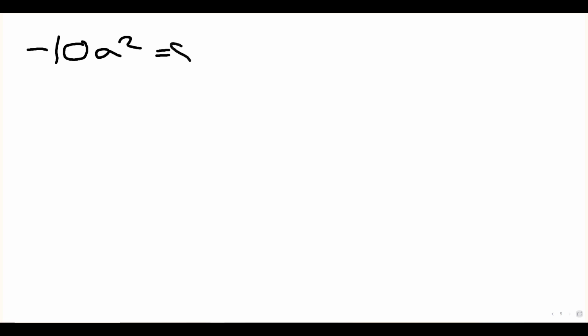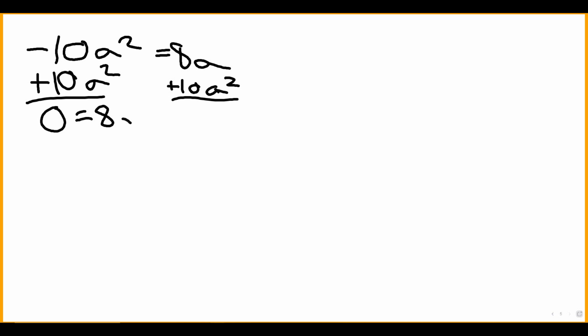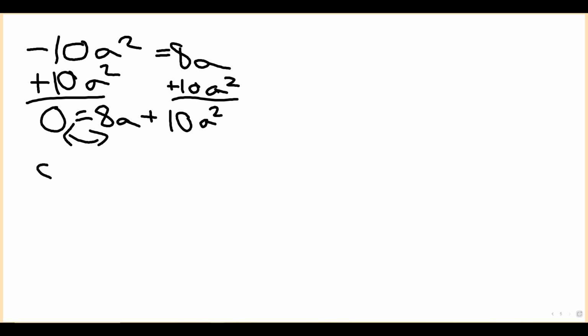Let's make a new page. Okay, this problem is a bit different. Let's do 10a squared equals 8a. Let's subtract 10a squared from both sides so that we can move everything to one side of the equation and have 0 on the other side. So now the equation is 0 equals 8a minus 10a squared. We can also flip it around because it doesn't matter which side they're on, so you can write 8a minus 10a squared equals 0.